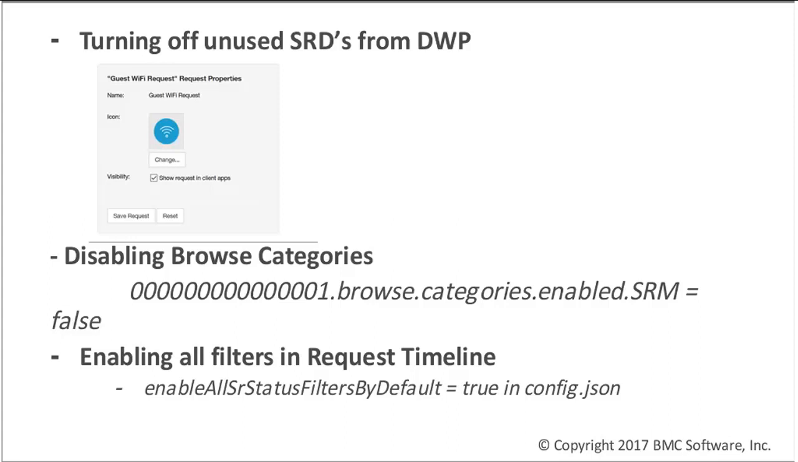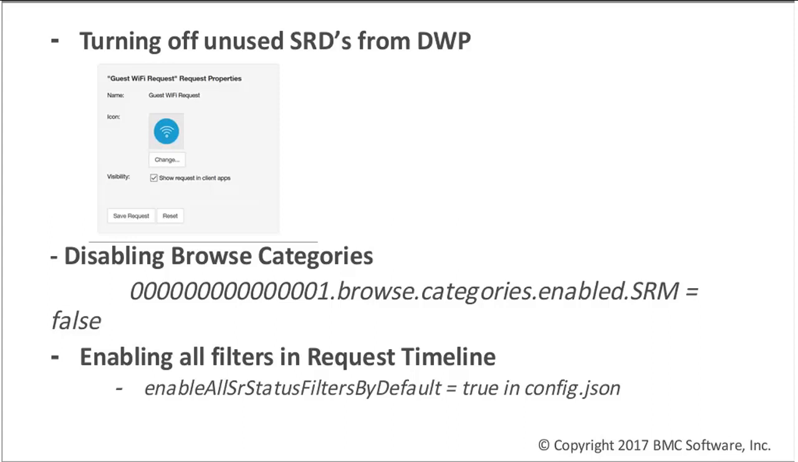But in case you want to show all the requests by default, irrespective of the status, you can use this configuration setting to set everything to true, which is called enable all SR status filter, by default equal to true. And this goes into the config.json file. We have not seen many customers using this, but again, this really depends on your use case.